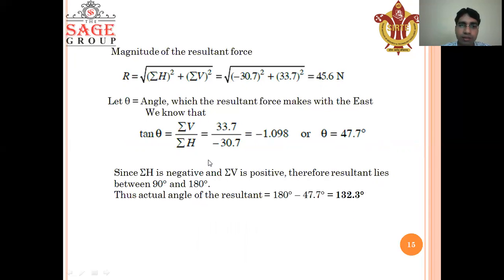So this is one example of resolution of forces, and you can solve these types of problems easily with the help of this example.